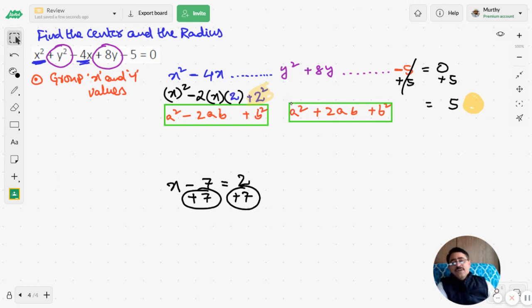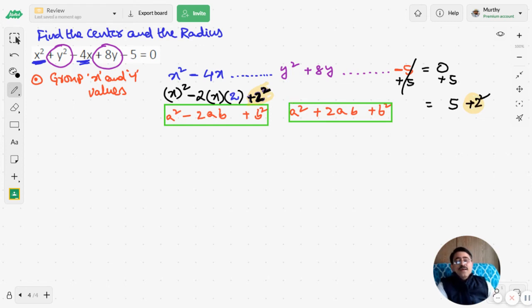So keeping that in view, I know that this 2 square is not given in the question. I'm taking this as the additional thing, so I have to add the 2 square here on the right side of the equal to sign.